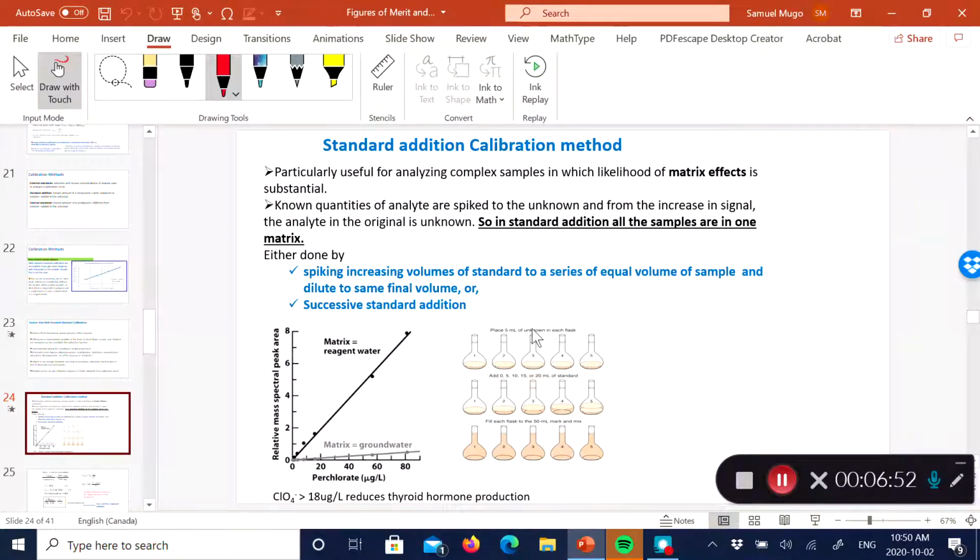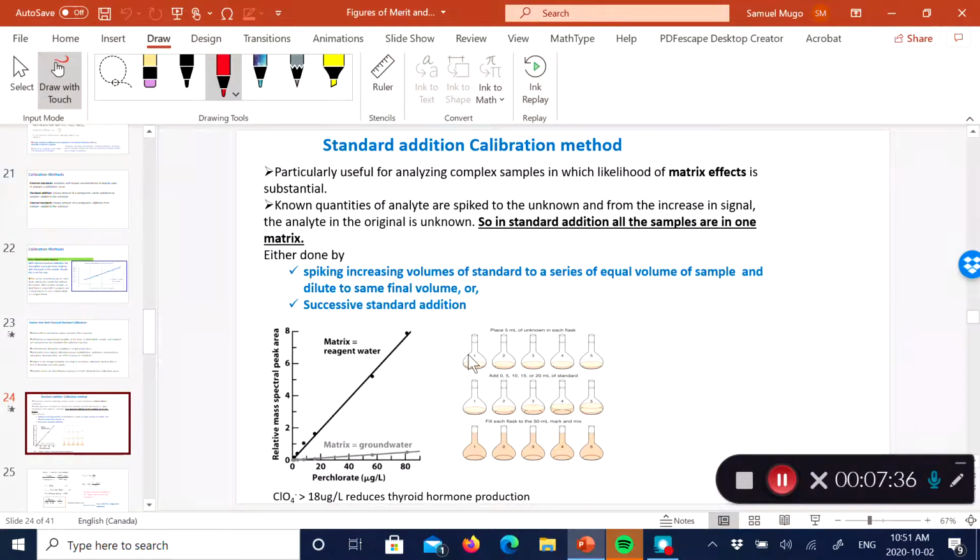You typically prepare the standard solutions, and then you take the sample and spike it with increasing amounts of a known standard, okay? And then after that, you would make it up to volume in a volumetric flask. So I say this again: with the standard addition method, one way of doing it is you take the sample, say 5 ml, you put it in each of the volumetric flasks, and then you spike each volumetric flask with increasing volume of a known standard solution.